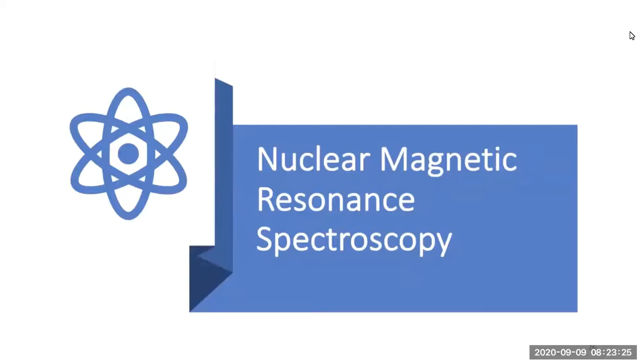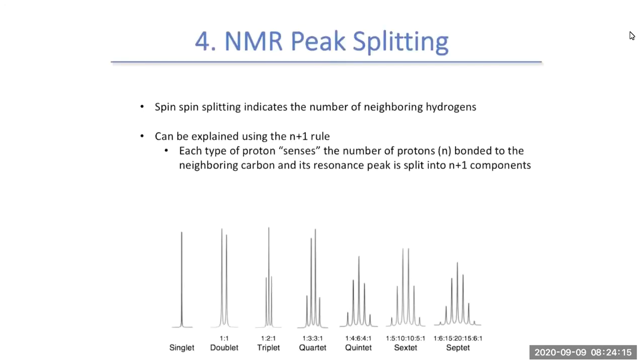In this video for our NMR lecture, we'll be looking at the peak splitting in our NMR spectrum. Spin-spin splitting indicates the number of neighboring hydrogens in our NMR spectrum. This can be explained using the N+1 rule. Each type of proton senses the number of neighboring protons bonded to the neighboring carbon, and its resonant peak is split into the N+1 components.